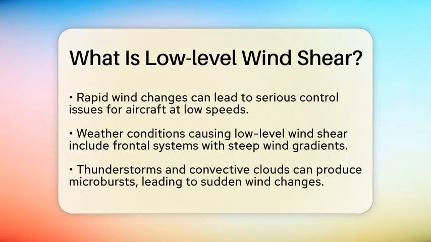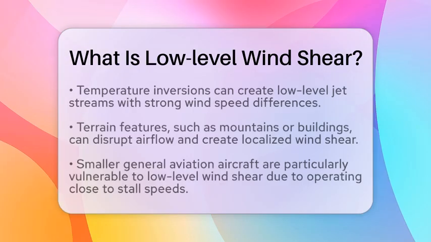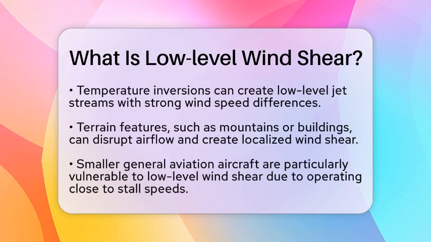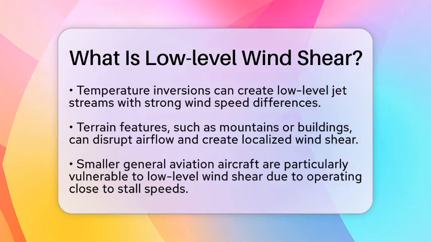Another factor is temperature inversions, where warmer air sits above cooler air near the ground. This often leads to a low-level jet stream, which has strong wind speed differences. Additionally, terrain features like mountains or buildings can disrupt airflow and create localized wind shear zones.